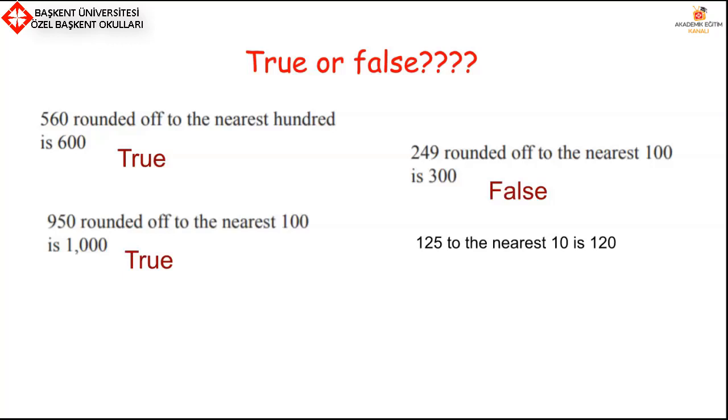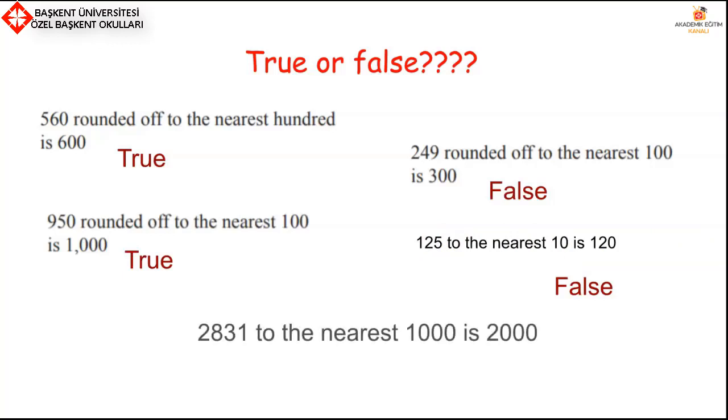125 to the nearest 10 is 120. That's false. Why? Nearest 10, 2. The 5 means we're going to go up, so it should be 130. And the last one, 2,831 to the nearest 1,000 is 2,000. That's false. Why? There's your thousands, 2. 8 means we're going to go up, so instead of 2,000, the answer is going to be 3,000.